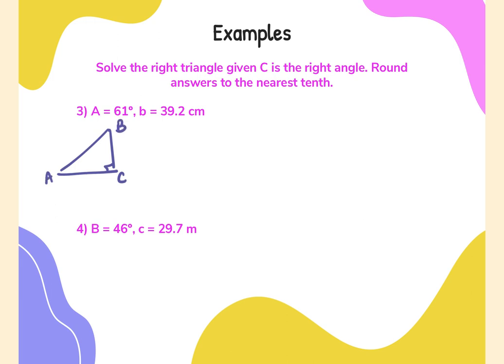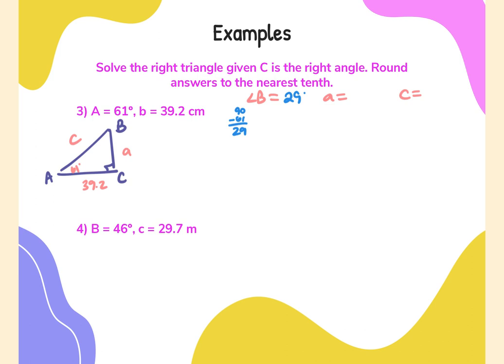For 3, it says A is 61 degrees. It says side B, 39.2. So I need angle B, I need side A, and I need side C. So if I did 90 minus the 61, I get 29 for angle B.